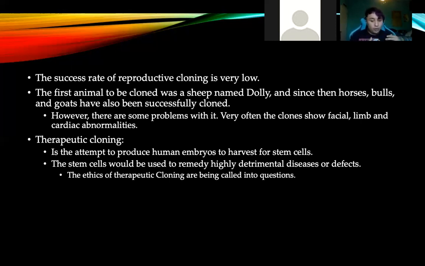These stem cells could be used to remedy highly detrimental diseases or defects. However, there are a lot of ethical concerns with therapeutic cloning. Next slide, please.